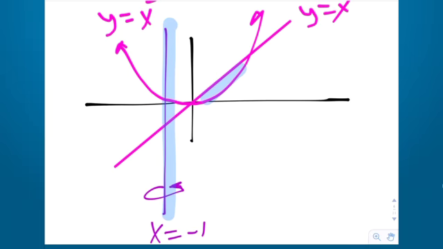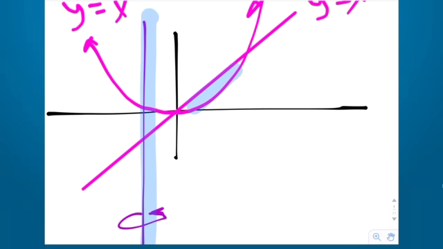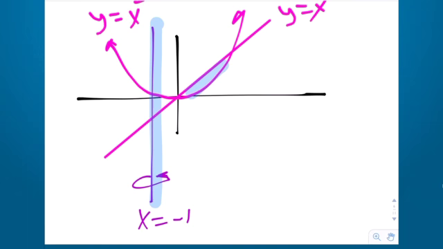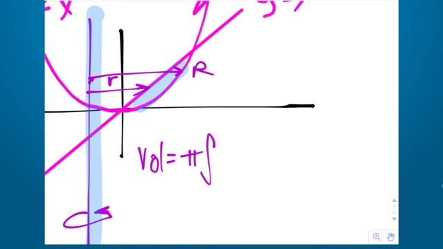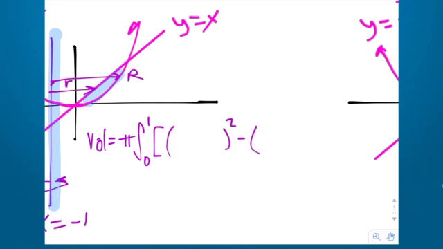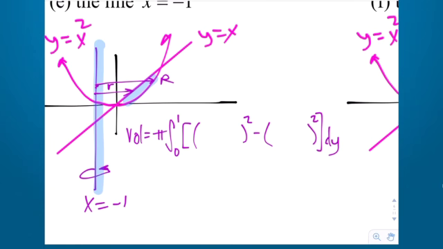Once again, we only have one method at this point. If it's a vertical line, we have to slice it horizontally, and we definitely have a void. From the axis to the first curve is little r, and from the axis to the second curve on the outside is big R. So the volume is pi, sum of the infinite slices from y equals 0 to 1, big R squared minus little r squared dy. Just like in the previous problem, the curve on the right for big R is the square root of y.